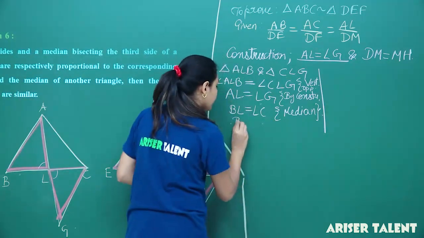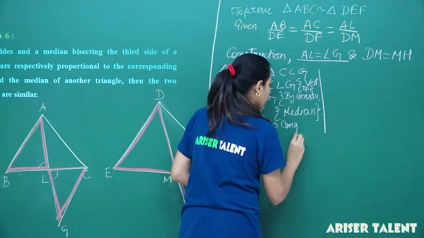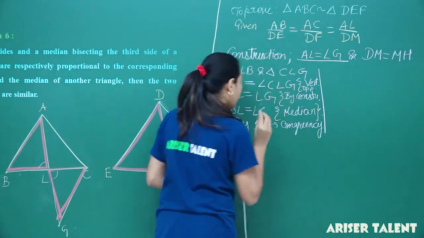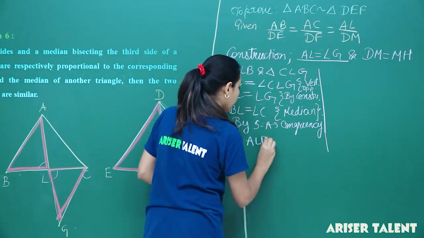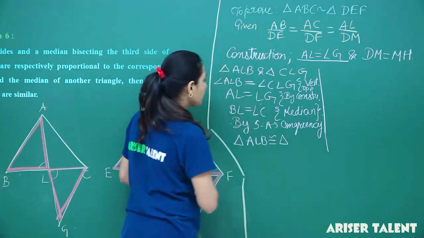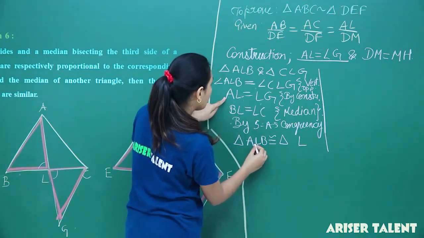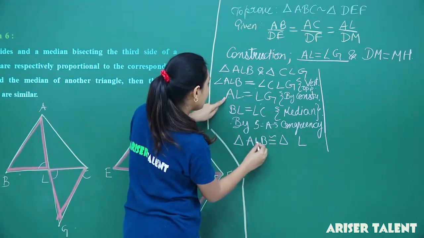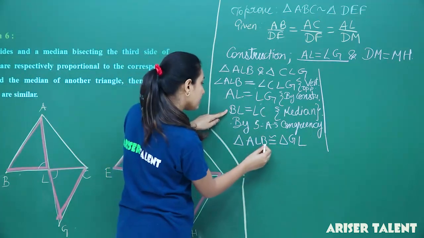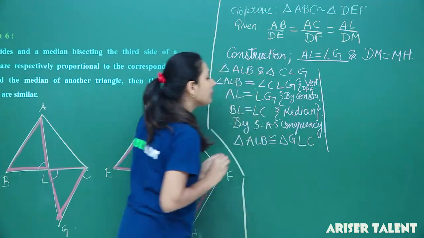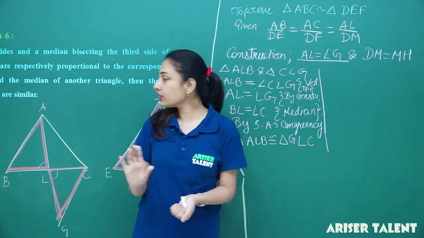Now, by side angle side congruency, triangle ALB will be congruent to triangle... this L will be here, AL equals LG, that is AL equals LG. So LG will be here, and BL equals LC. So C will be here. So these two triangles are similar, okay, sorry, congruent.